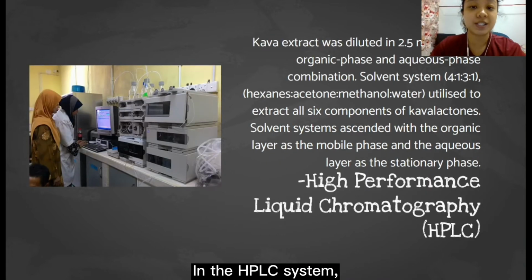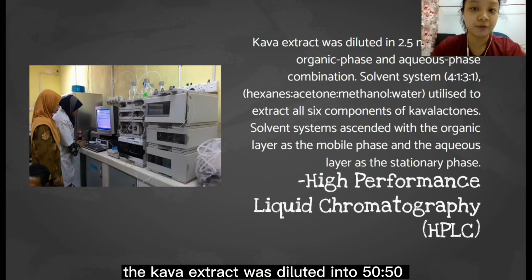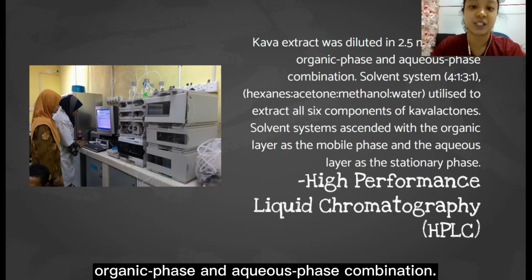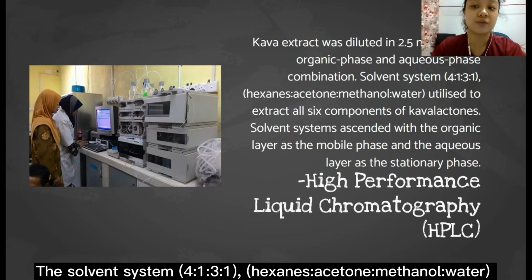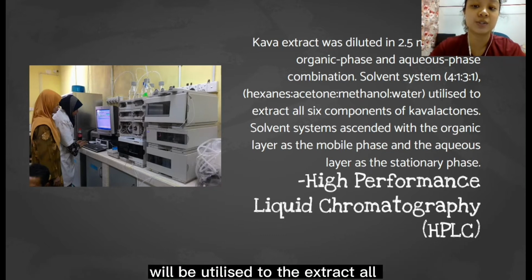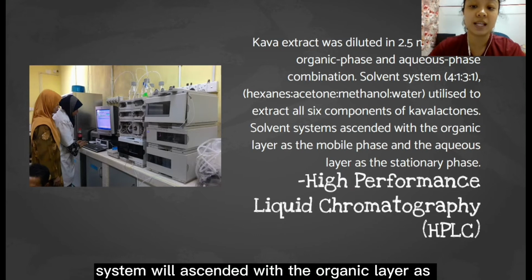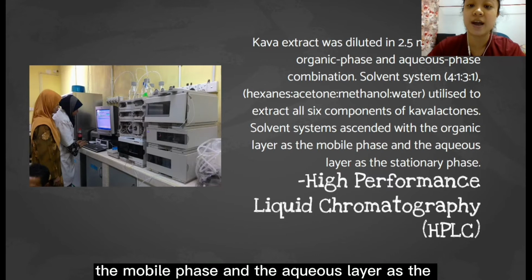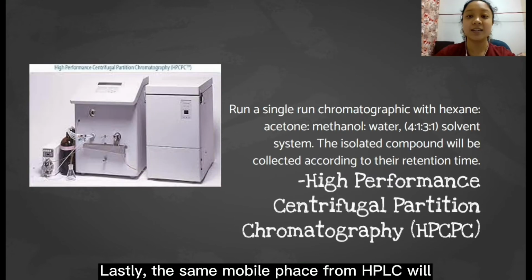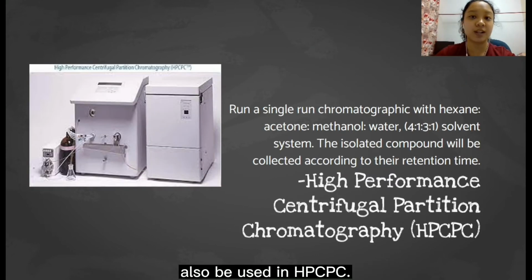In the HPLC system, the kava extract was diluted into 50-50 organic phase and aqueous phase combinations. The solvent system of 4:1 to 3:1 ratios of hexanes to acetone to methanol to water will be utilized to extract all components of kavalactones. The solvent system will ascend with the organic layer as the mobile phase and the aqueous layer as the immobile phase. Lastly, the same mobile phase from HPLC will also be used in HPCPC.